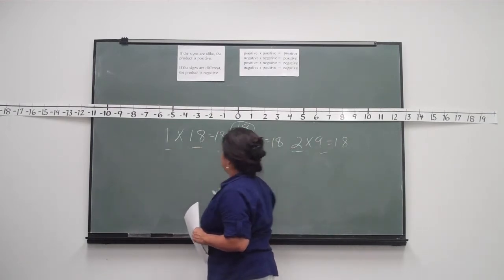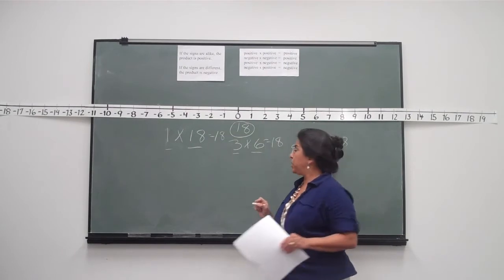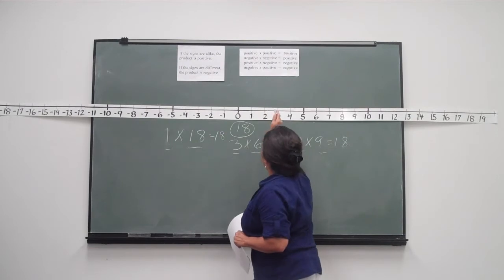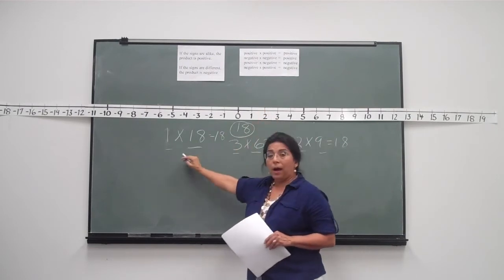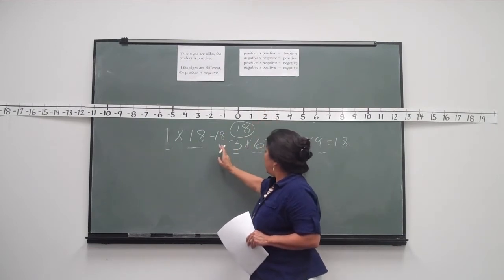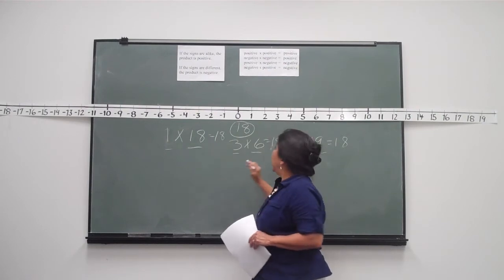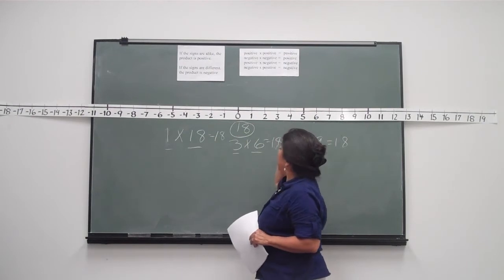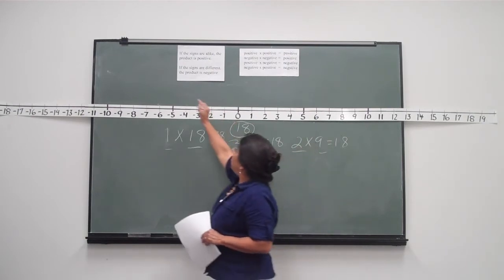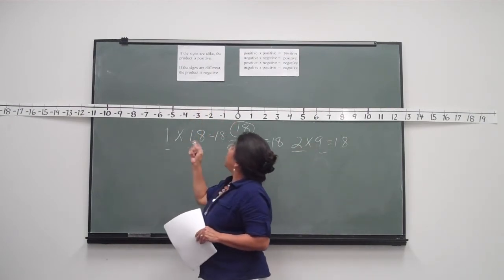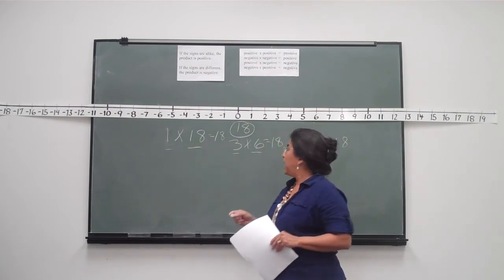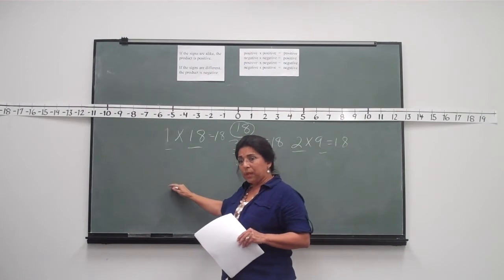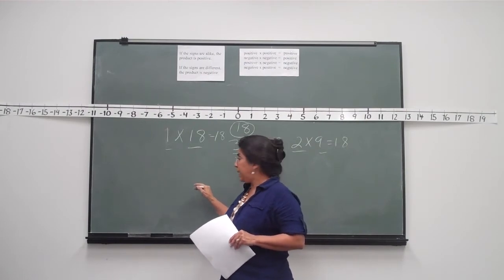are positive. And I'd like to bring to your attention our rules for multiplying integers. If we have a positive and a positive, we will have a positive product of 18. And if we have a negative and a negative, it's going to be a positive. So it brings you over to this rule: if the signs are alike, the product is positive. But if one of the signs is different on the factors, then your product is going to be negative.